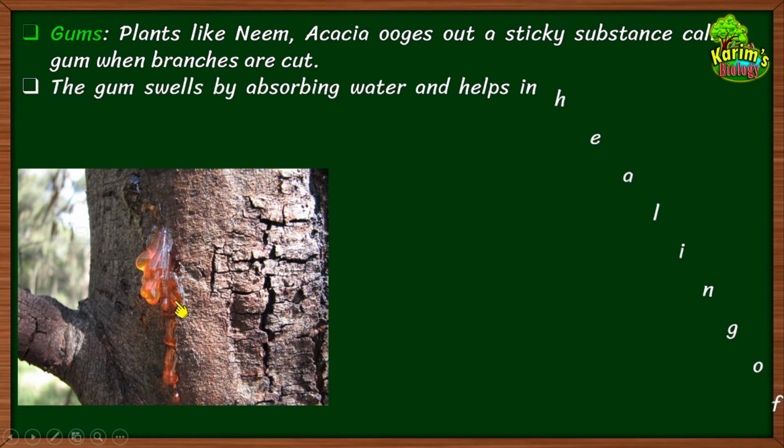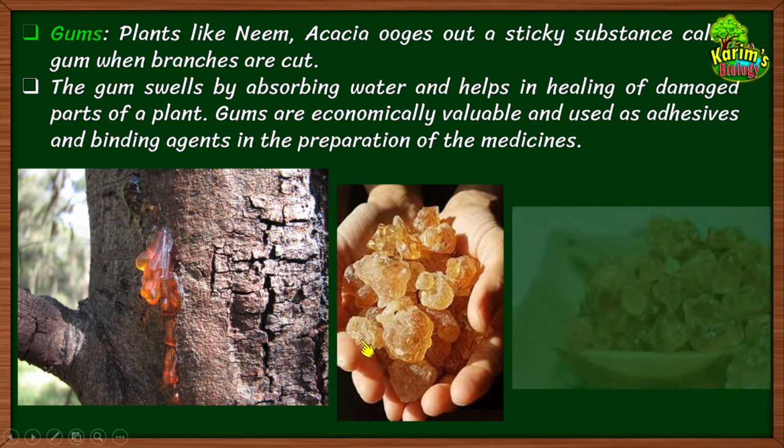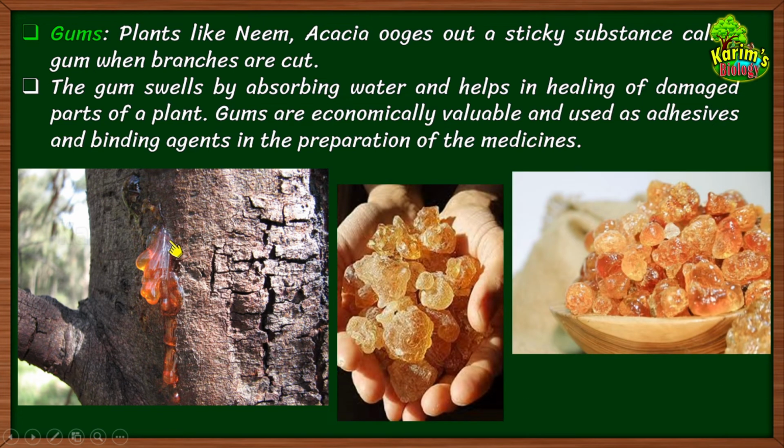What is the advantage of gum to the plant? When the plant secretes the gums onto the surface, the injured part of the stem will be filled with this gum. Then the gum absorbs some water and swells up. And it helps in healing of the damaged part of the plant, because the gum seals the wound, so that prevents the entry of pathogens. So I already told you about that. And they are economically valuable.